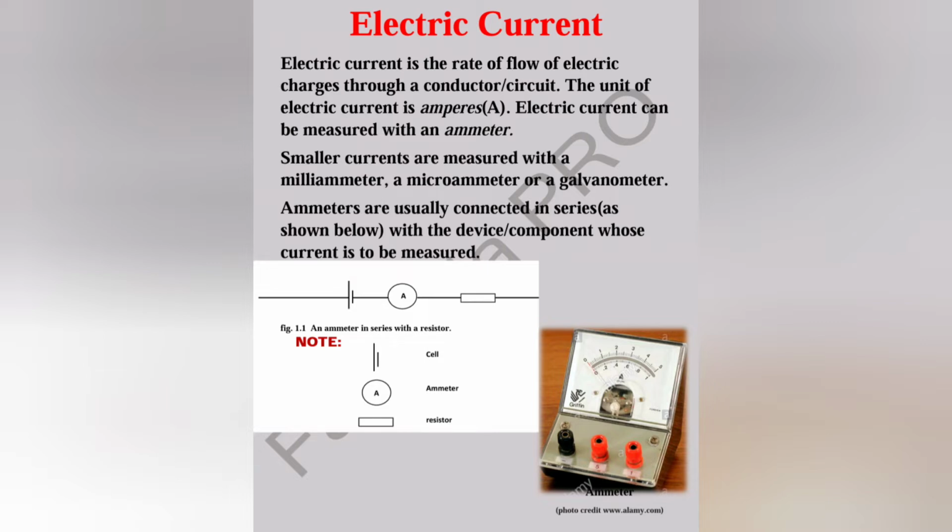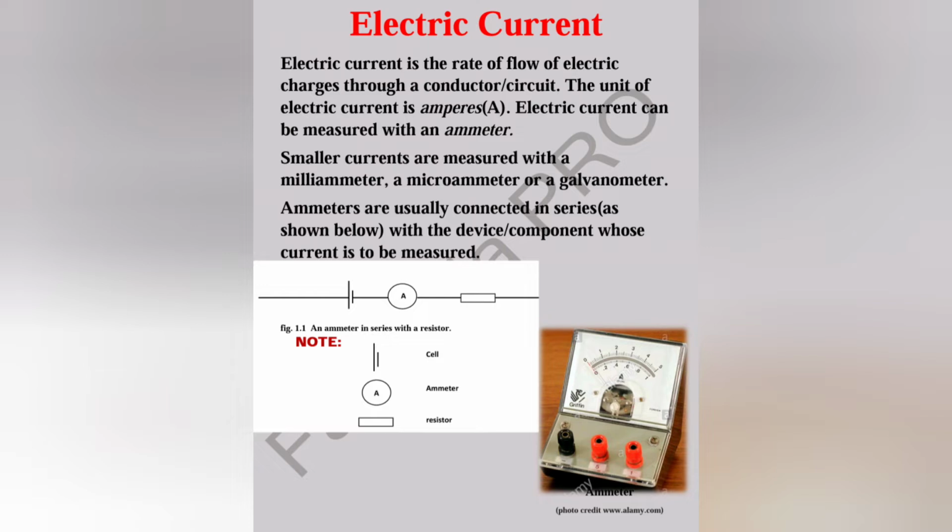This is a warning. What then is electric current? Electric current is the rate of flow of electric charges through a conductor or circuit. Electric current in physics is usually measured in amperes. And if you want to measure it, the instrument used to measure electric current is the ammeter. So an ammeter is used to measure electric current, and the unit whenever you measure electric current is amperes.